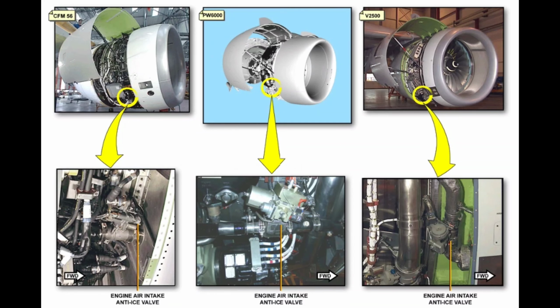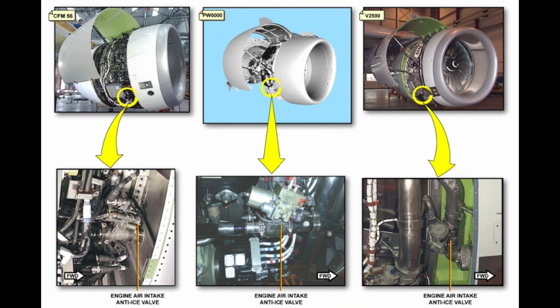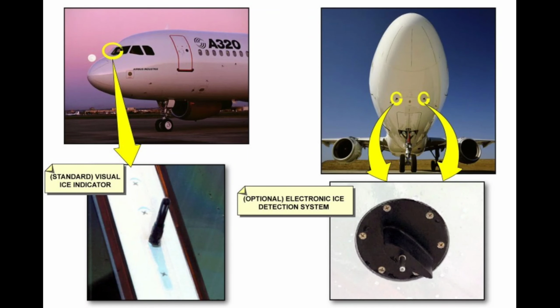So now comes the engine air intake protection. This is done by independent air bleed supply from high pressure compressor of that engine. The engine anti-ice is manually selected by crew in flight or on ground. So taking the example of Airbus A320, the position of engine air intake anti-ice valve is shown on 3 different engines on your screens.